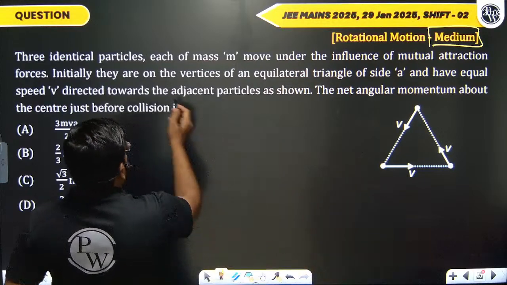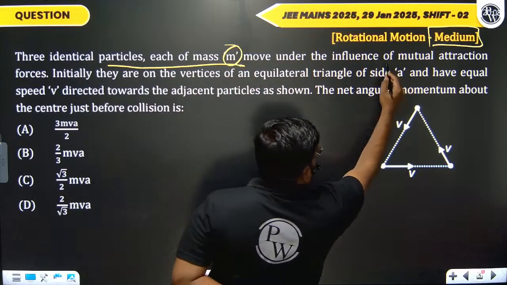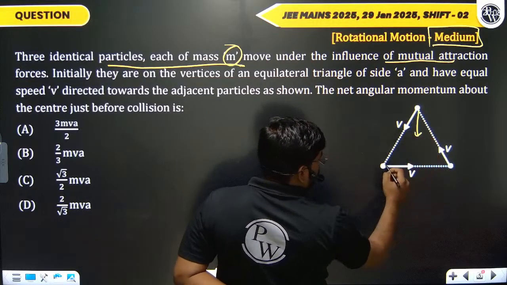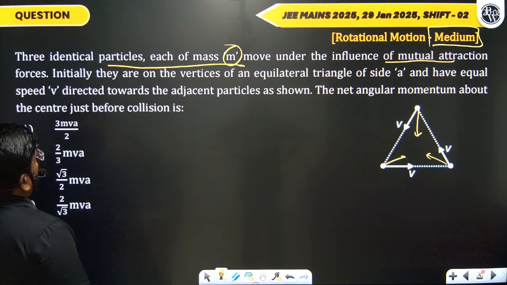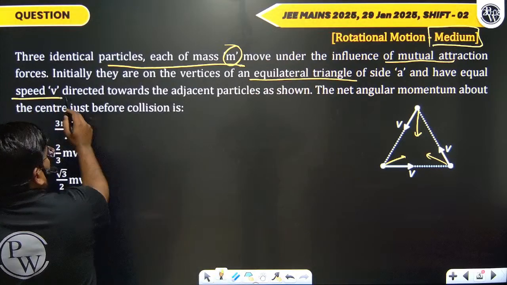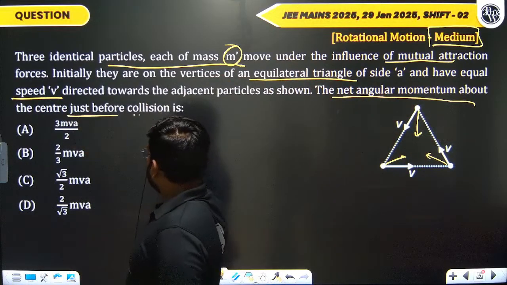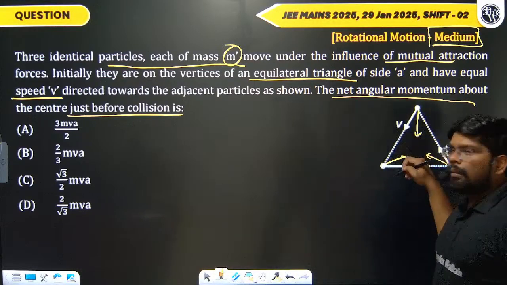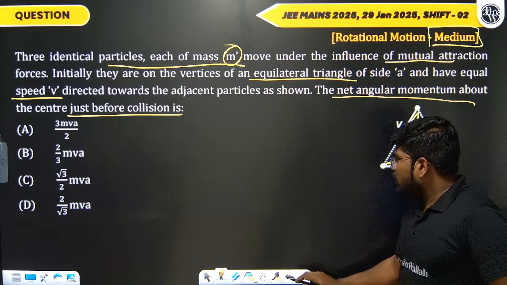Here what we know, these are particles, each of mass m, under the influence of mutual force of attraction. So how will the forces be, if it is a triangle, these forces will be acting like mutual force of attraction. They are forming an equilateral triangle, that's why symmetry is maintained, and having a certain speed, and they're asking to find the net angular momentum just before the collision. In kinematics we studied this question, that they'll be spiraling and they'll meet at the center, but here nothing to do with that.